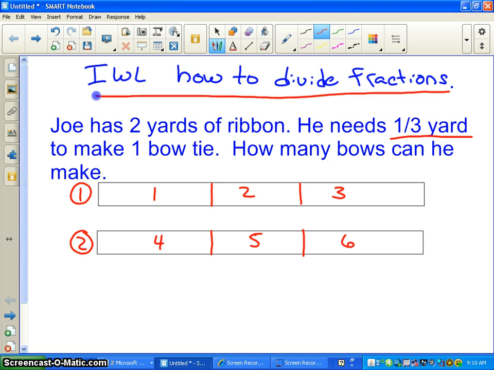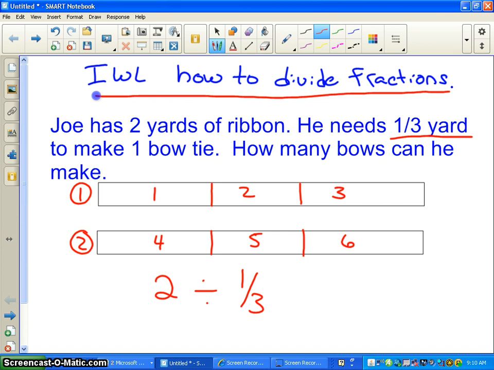Now you might be sitting there going, well, that's simple, the drawing makes it easy. But how do you do the math portion of it? The way you do that is pretty simple. You have your 2 divided by 1/3.